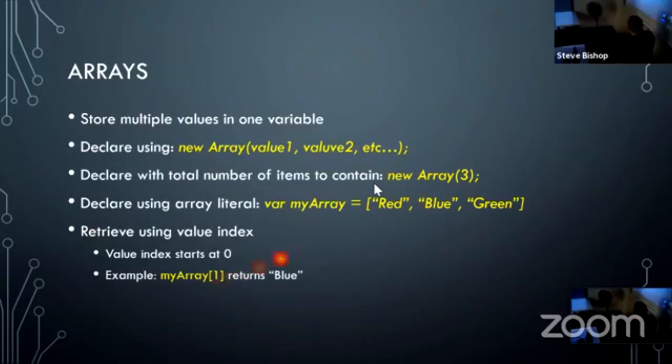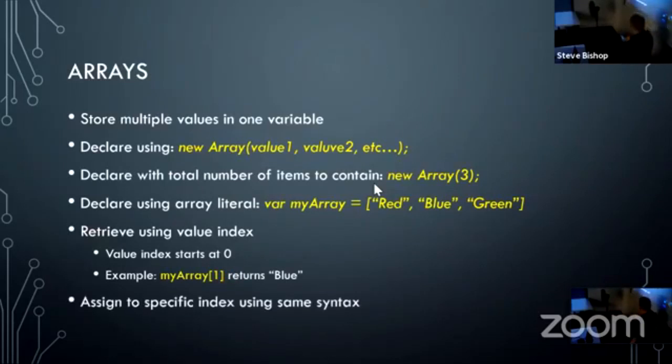But that's 1. Why isn't it returning the first one? Zero is the first position within the array. So 0, 1, 2. Now when you're declaring an array using this syntax, new Array(3), that actually means I want 3 spots within this array. So there's red, blue, and green. I want to declare there's 3 spots, but when I reference those values, I start with 0. Okay? And you can also assign to specific indexes using the same syntax. So for example, myArray[2] is assigned the value yellow. So that will change green to yellow. Everybody got that?